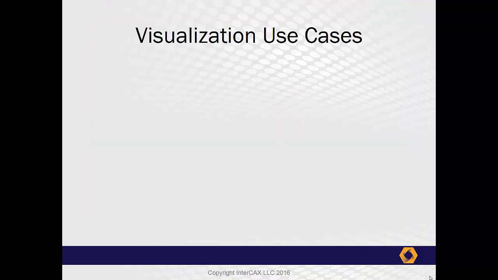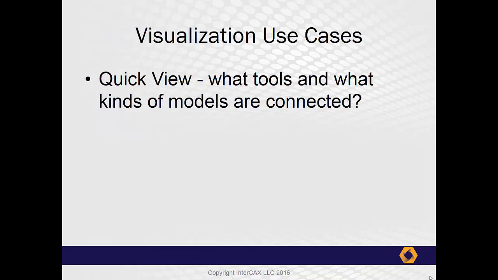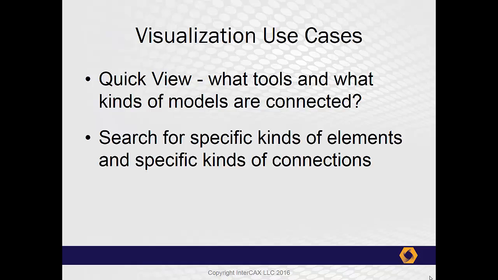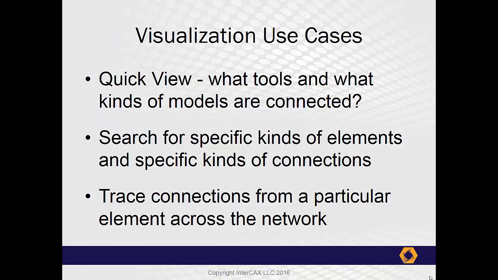As our system models have grown in size and scope, we need new ways to visualize them. We want to be able to see at a glance what tools and what kinds of models have been connected. We want to be able to search that network for specific kinds of elements and specific kinds of connections. Most importantly, we want to be able to trace connections from a particular element across the network, identifying what affects our starting point and what our starting point affects.